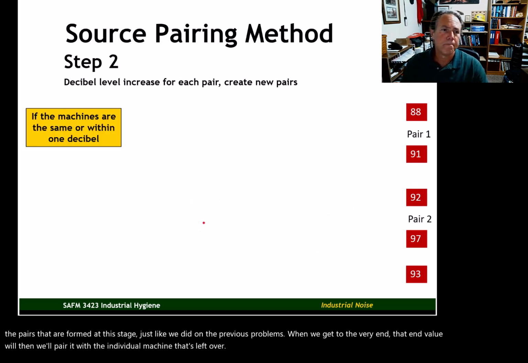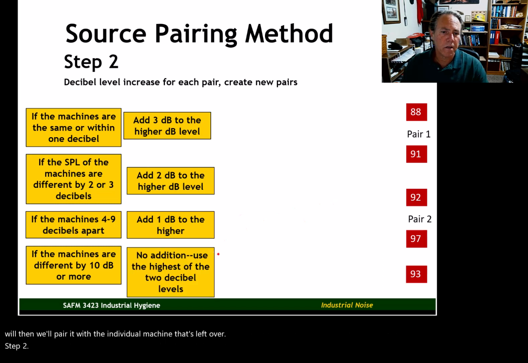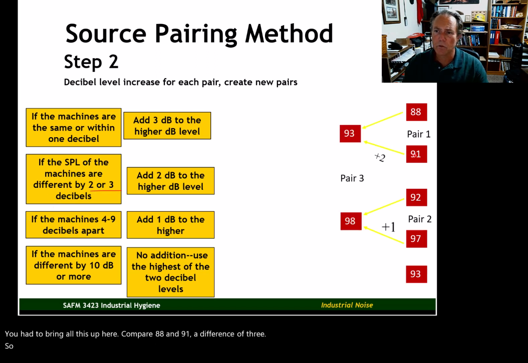Step 2. Go ahead and bring all this up here. Compare 88 and 91, a difference of 3. So we're going to add 2 decibels to 91. 97, 92, a difference of 5. So we're going to add 1 decibel to 97. So we end up with 93, 98.